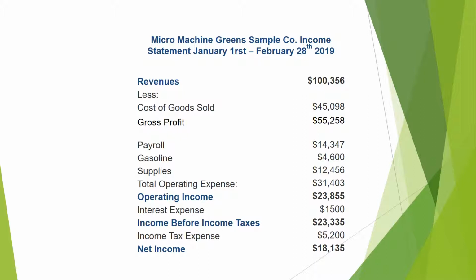So any interest expense that we're paying over that period of time, we have to subtract that from the operating expense. Okay, so this gives us our income before income taxes. Now we have $23,335,000, and we need to pay taxes on that. So we have an income tax expense here of $5,200. This gives us a total net income of $18,135.